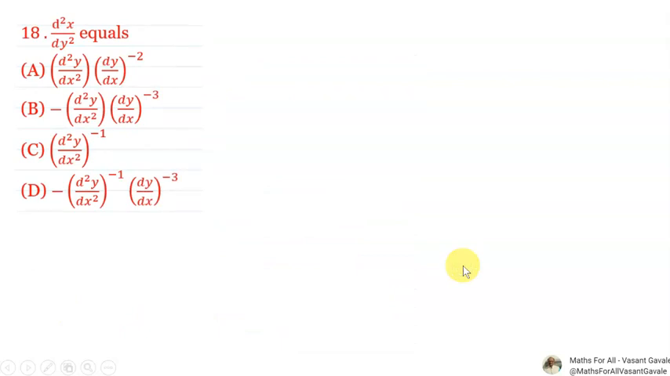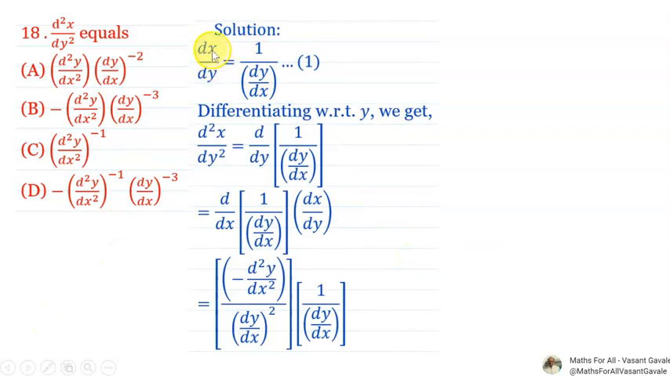Now the next example, d2x upon dy square is equal to, now see here, we know that dx upon dy is equal to 1 upon dy by dx. Now differentiate this with respect to y. Therefore, d2x by dy square is equal to d by dy of 1 upon dy by dx. Therefore, d by dx of 1 upon dy by dx into, again the chain rule, dx upon dy. Okay, therefore, d by dx of 1 upon dy by dx, meaning the derivative of 1 upon v is minus 1 upon v square into derivative of dy by dx, which is d2y by dx square.